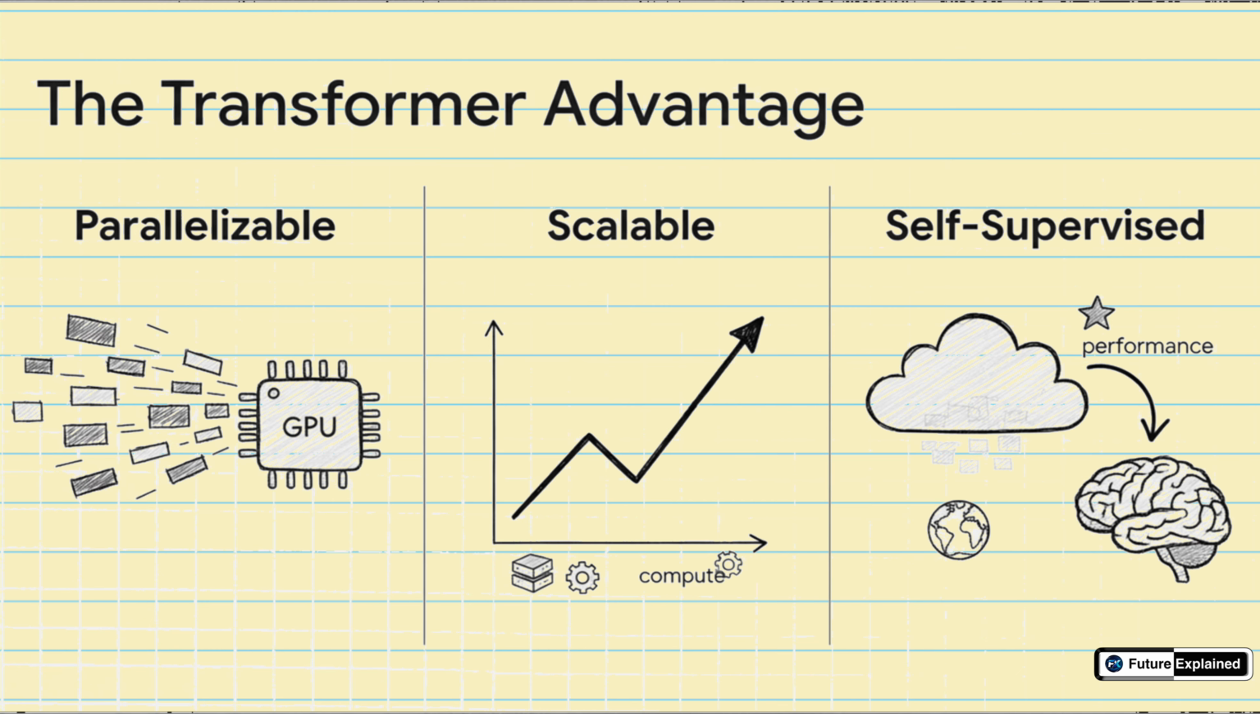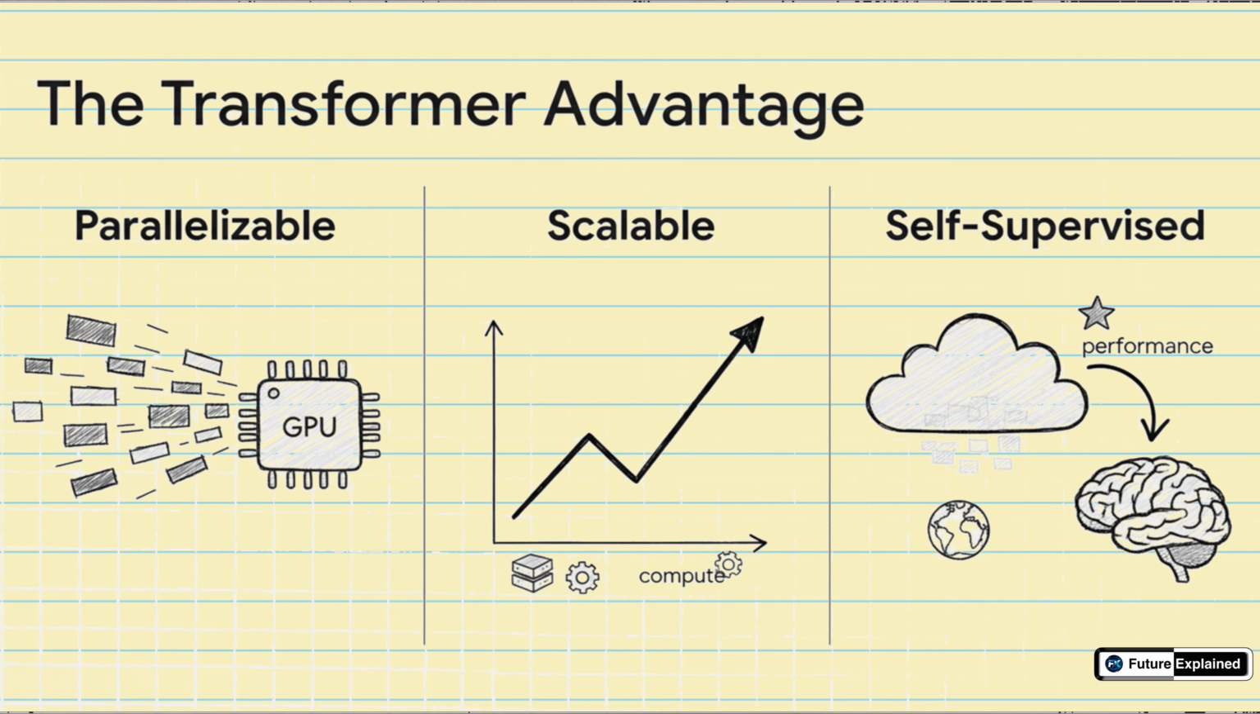Unlike older models that read word by word, transformers look at everything at once. This design is tailor-made for the way modern GPUs, the chips that NVIDIA makes, work. It's a match made in heaven. Second, they scale like crazy. You give them more data and more computer power, and they just reliably get better.